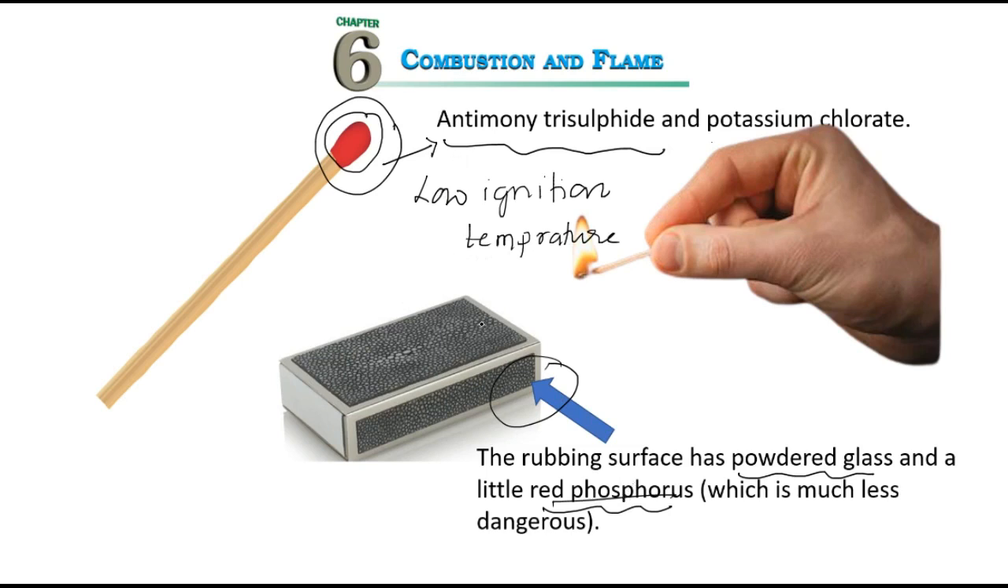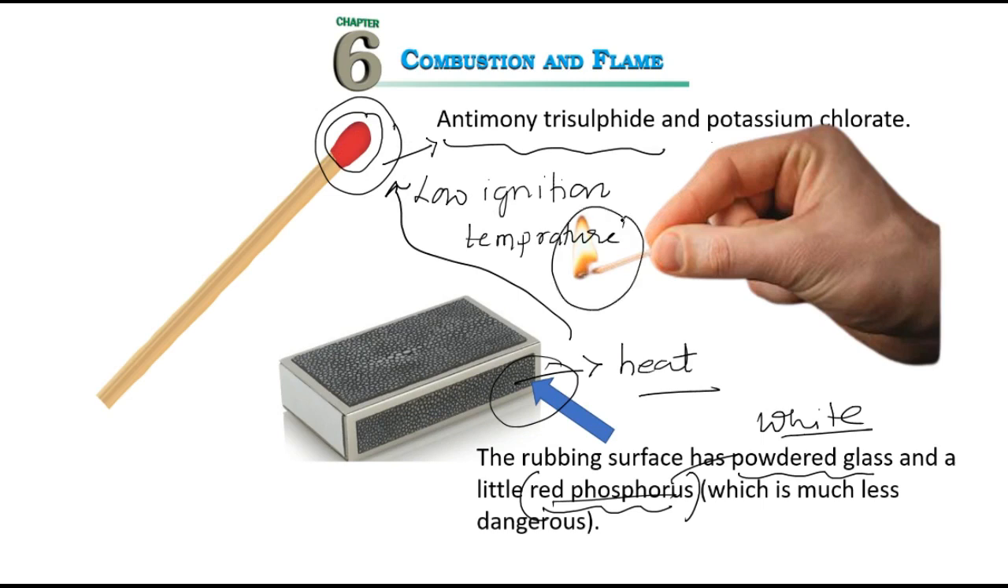Right? Now when we rub this, red phosphorus gets converted into white phosphorus, and during this process, heat is given out, and that heat helps to raise the temperature of this antimony trisulfide, and then it burns into flame. That's how the matchstick works.